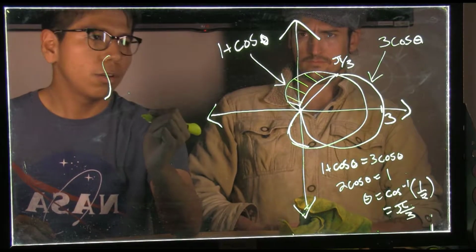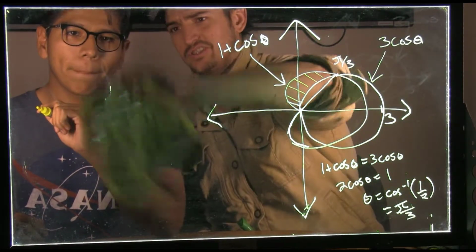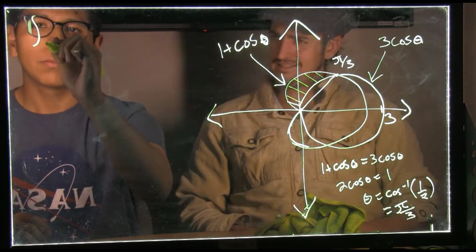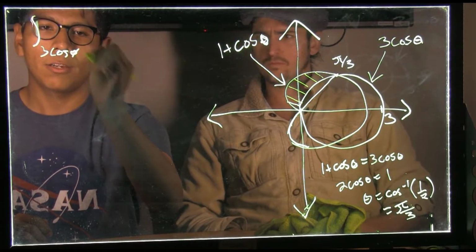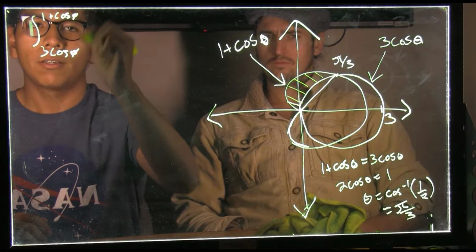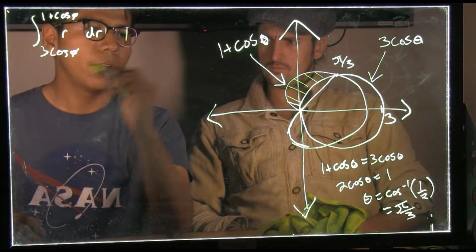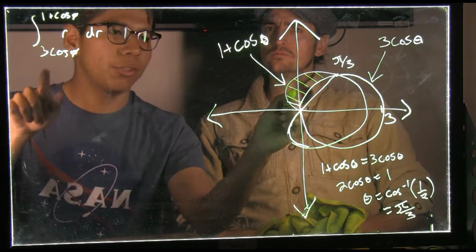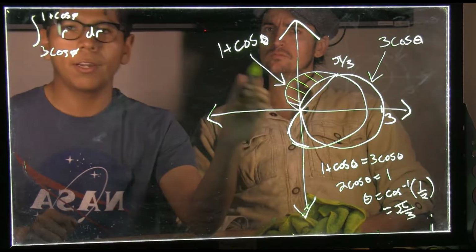It'll be from 3 cosine theta to 1 plus cosine theta. That'll be our first integral, since that's coming from our circle here off to our cardioid, where our circle is the 3 cosine theta function, and the cardioid is the 1 plus cosine theta.